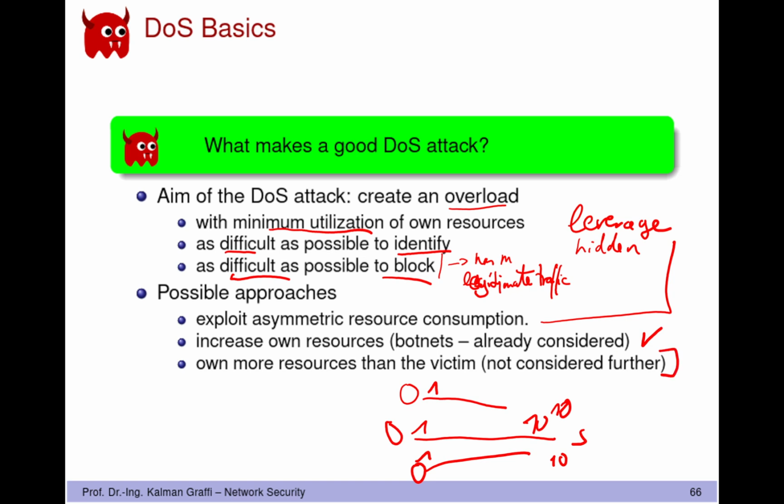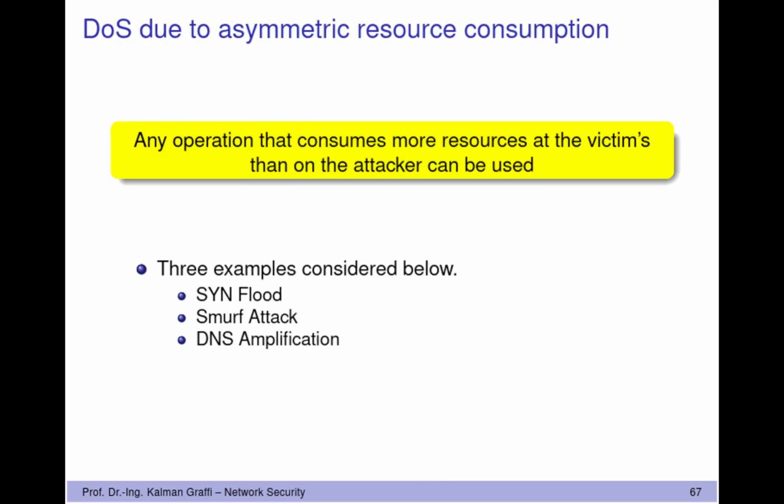If you had more resources than the victim, a one-to-one relationship would also be fine, but that is rarely the case, and then it's too easy. This is then not complicated. Okay, so let's have a look at how we can have this leverage effect. This will be the focus, and there are different examples of how this can be done: a SYN flood, a Smurf attack, or DNS amplification. Let's have a look into this.